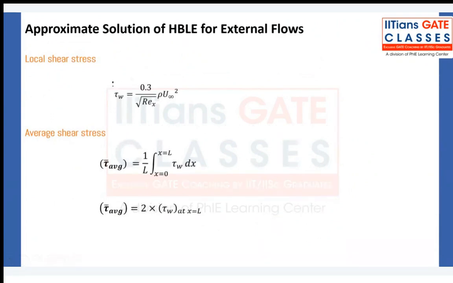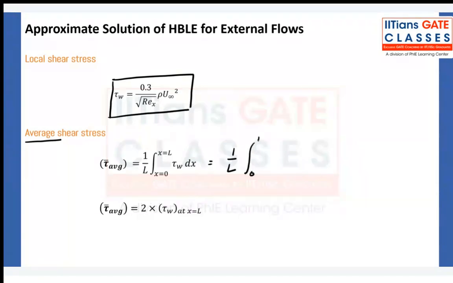So what we have done is the local wall shear stress. It is at a particular x that I have shown you. Now, in order to find the average shear stress, we have to integrate this over the entire length. So when you do that, 1 upon L, 0 to L, 0.3, Reynolds number x, rho u infinity.